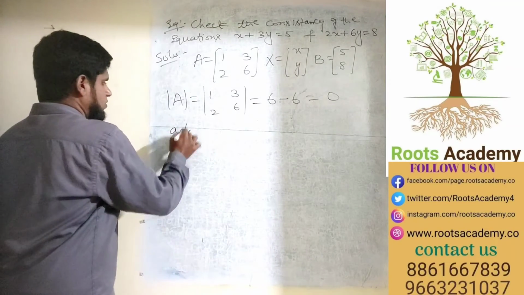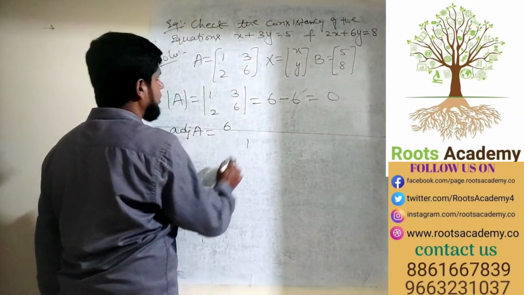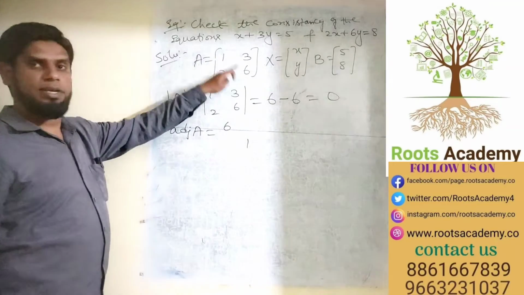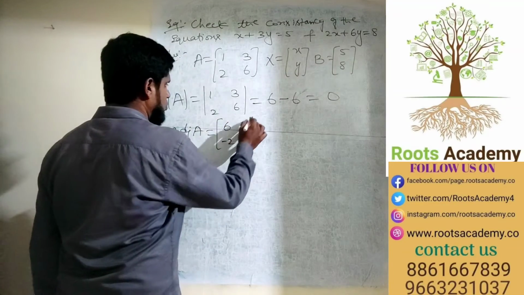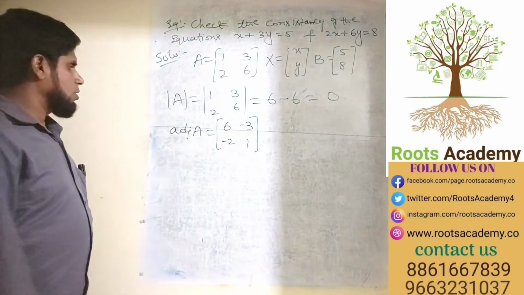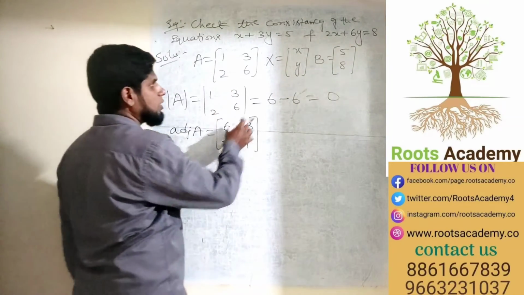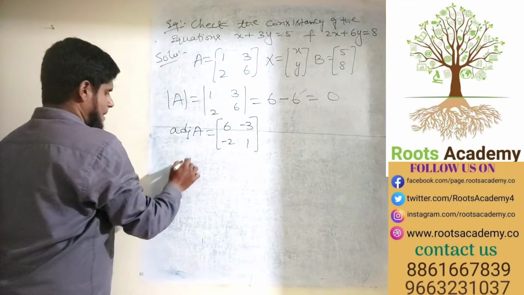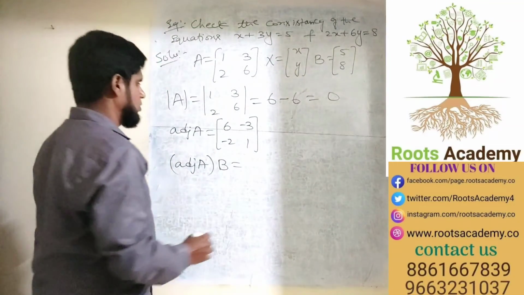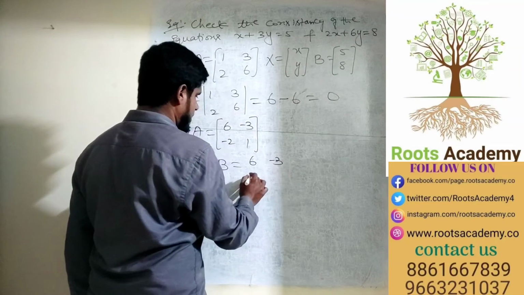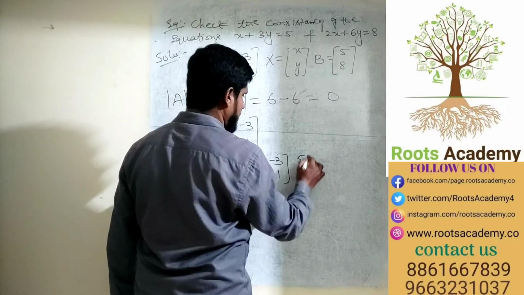Let me first write its adjoint A. What is adjoint A matrix? 6, 1. Interchange the principal diagonal elements, then change the sign of the other two elements: minus 3, minus 2. This is the adjoint of the given matrix. Let me multiply this adjoint by B, adjoint A into B, that is the numerator part. So 6, minus 3, minus 2, 1. Now B is 5, 8.